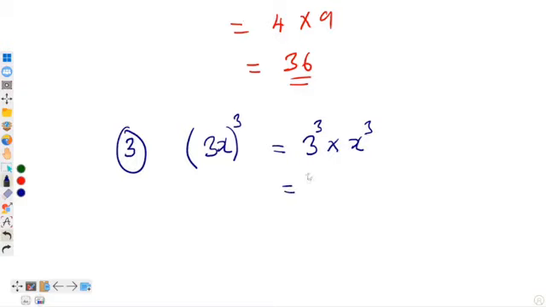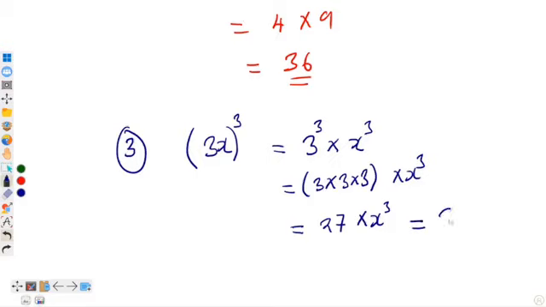Now 3 power 3 means you multiply the base 3 by itself 3 times, which will be 3 times 3 times 3, then times x power 3. This one is a letter, so you can't simplify it further. So 3 times 3 times 3 gives us 27. 27 times x power 3, and this gives us 27 x power 3. This is our answer. I hope you are following.